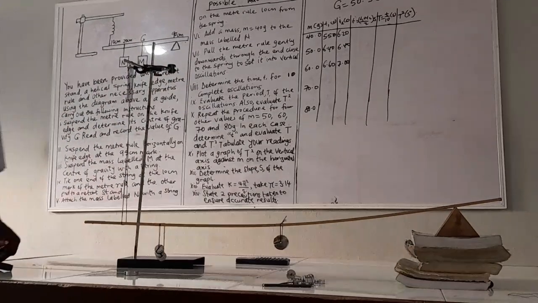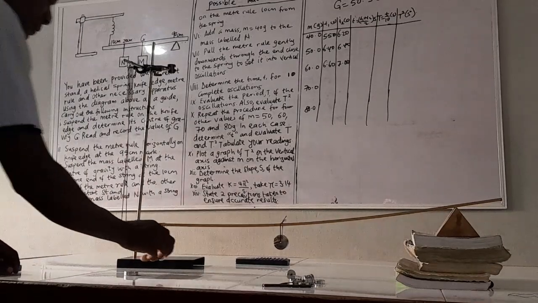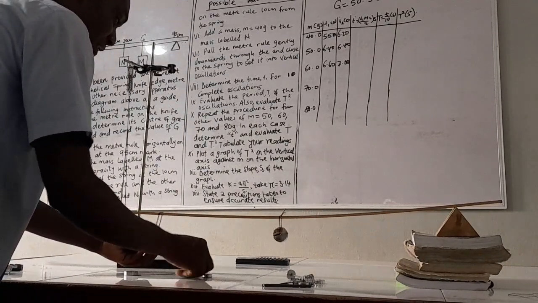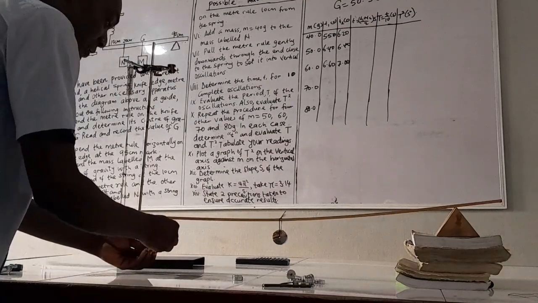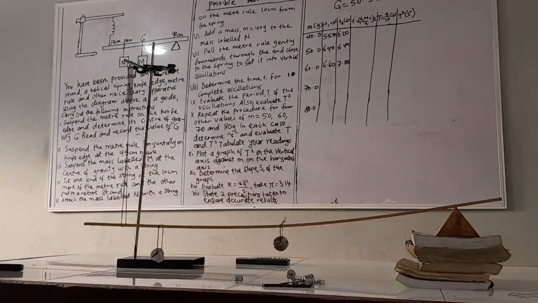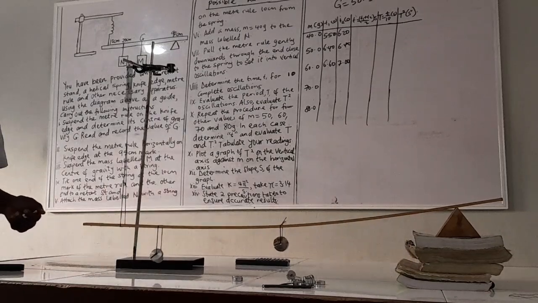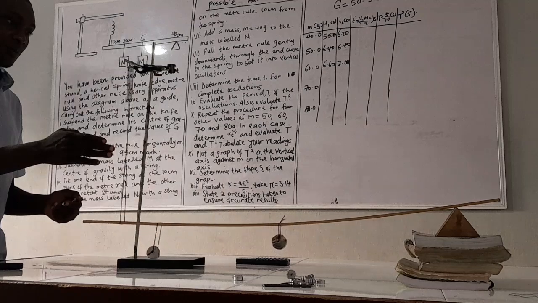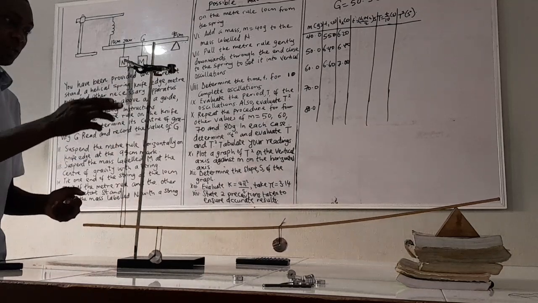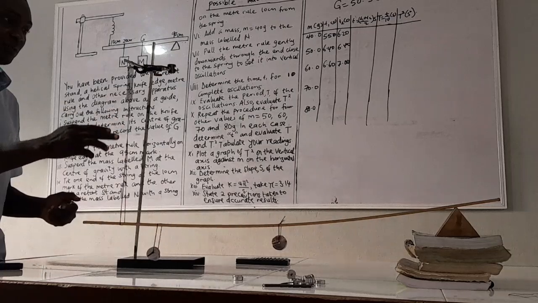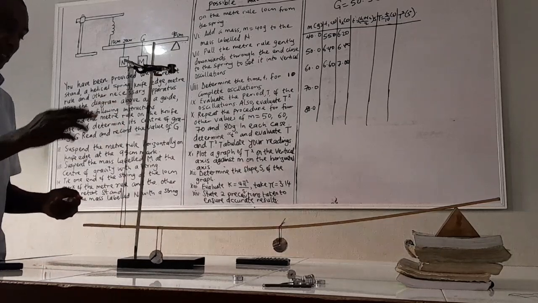So let's go to 70. We can add a 50 gram mass and a 20 gram mass to get 70. So I have 20 here. I'm going to add this to it. So that is 70. 1, 2, 3, 4, 5, 6, 7, 8, 9, 10.